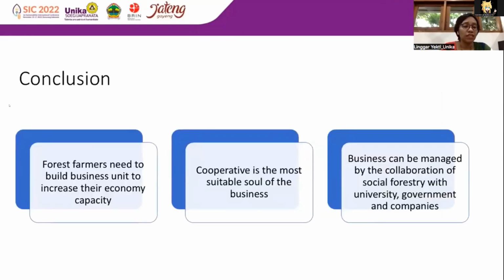Finally, the study concludes that first, forest farmers need to build business units to increase their economic capacity. Second, cooperative is the most viable form of the business. Third, business can be managed by the collaboration of social practice with universities, government, and companies. Thank you.